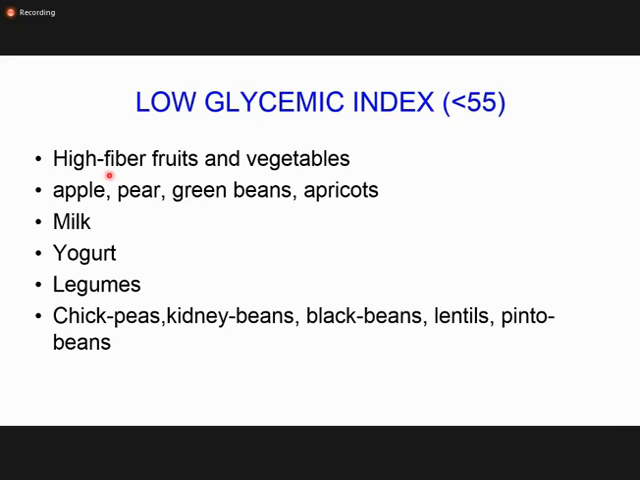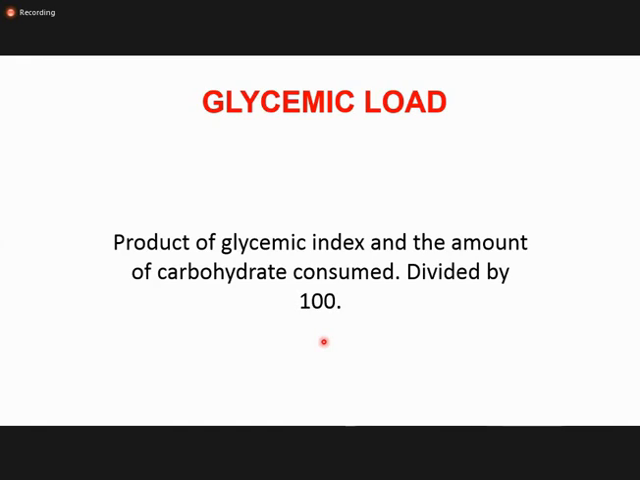That is, they are high fiber diets. They contain high fibers like fruits and vegetables like apple, pear, green beans, and apricots. Then we have milk, yogurt, which are dairy products. Then we have legumes, and then we have chickpeas, beans, lentils, kidney beans. They all come in the category of the low glycemic index foods, and they are really helpful for a healthy lifestyle.